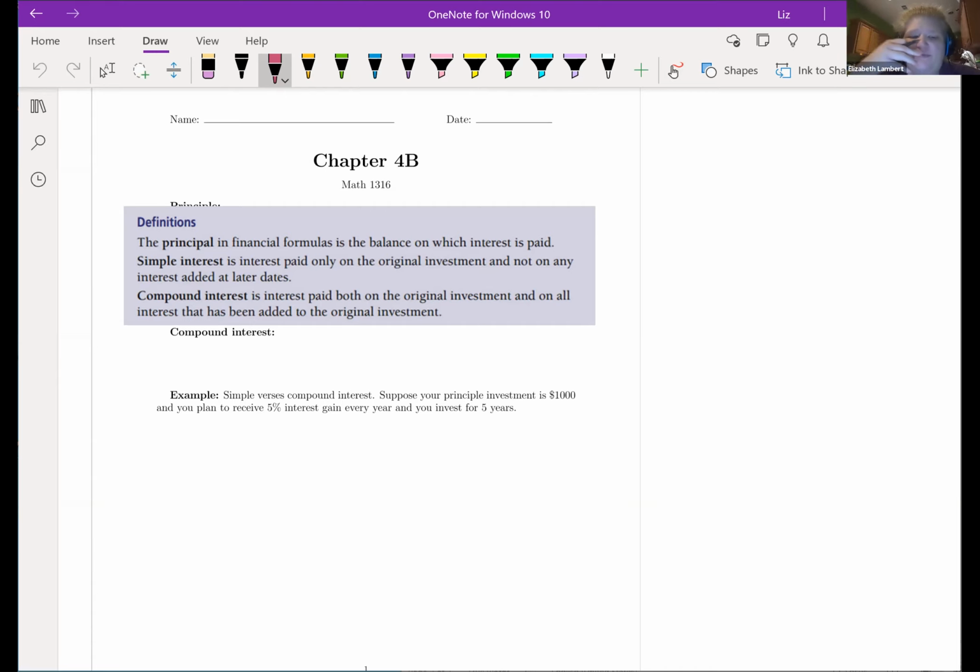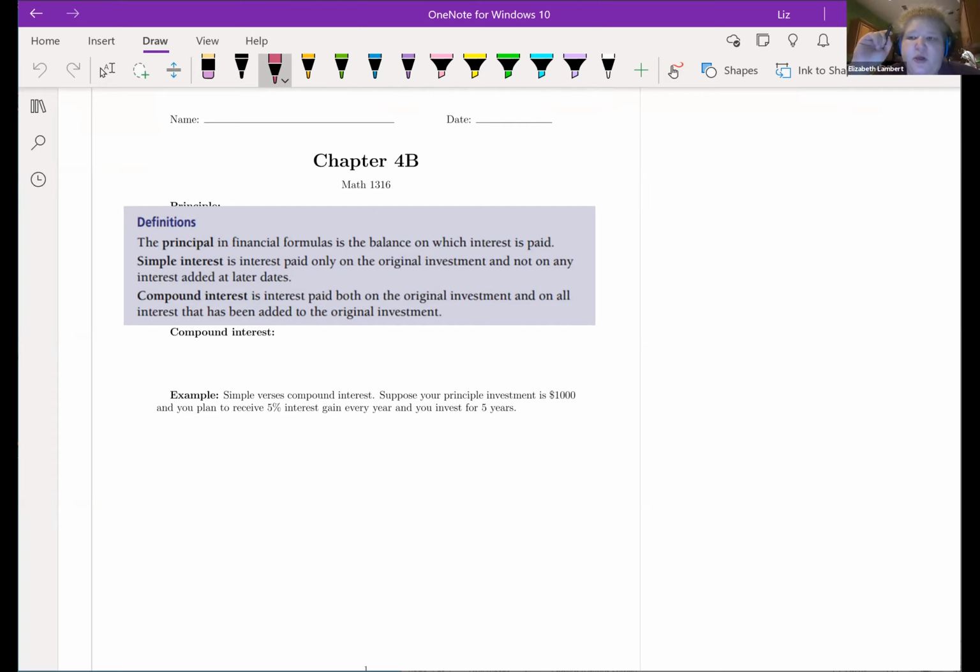So principal. Simple interest is interest paid only on the original investment and not on any interest added at later dates. So simple interest, you just calculate on the investment. The next year you calculate it again on the investment, just like that.